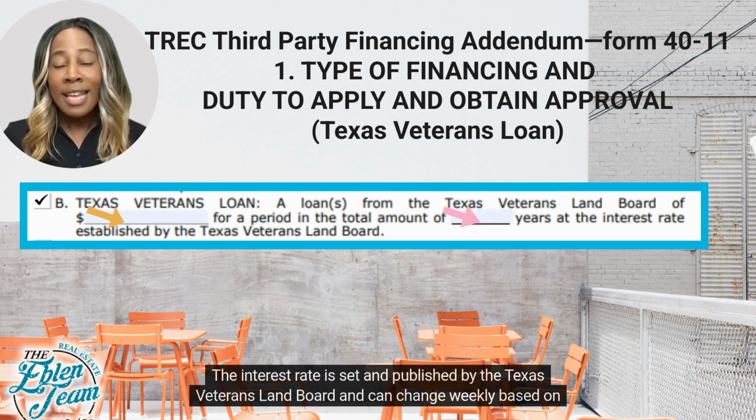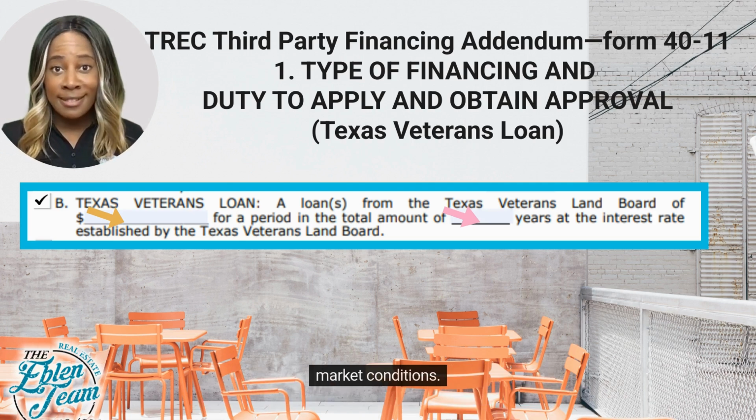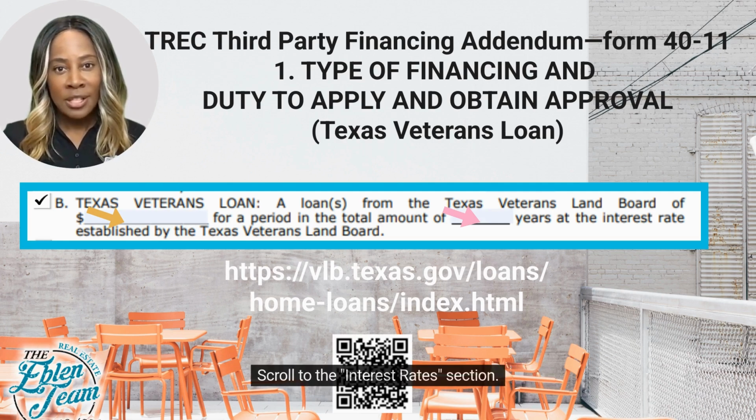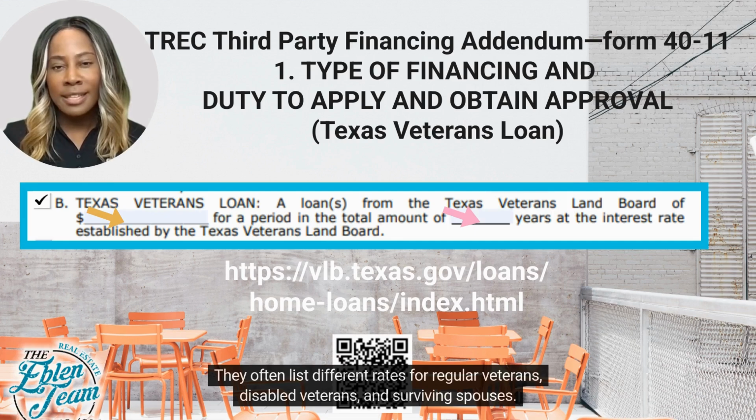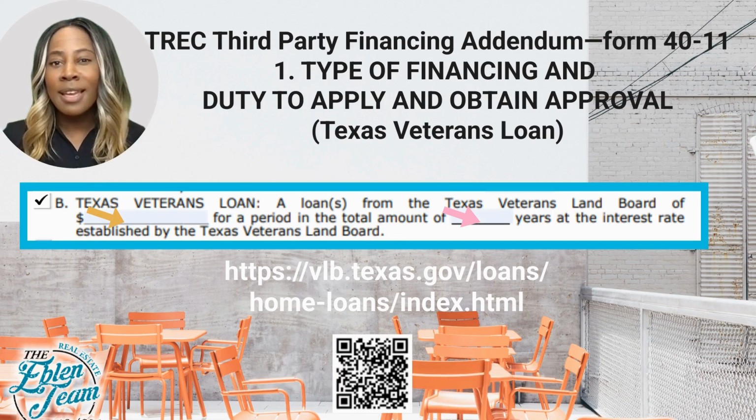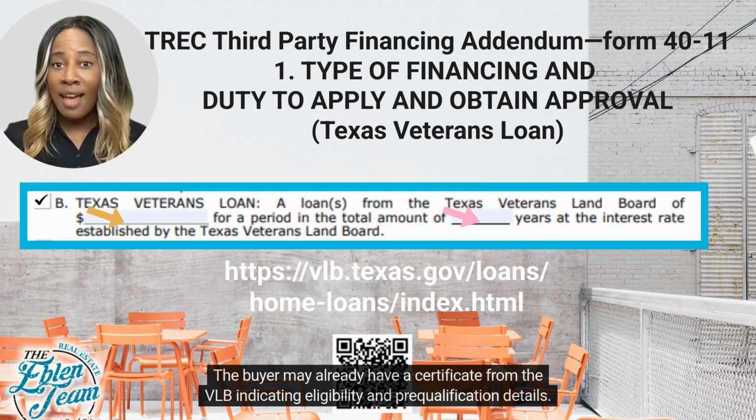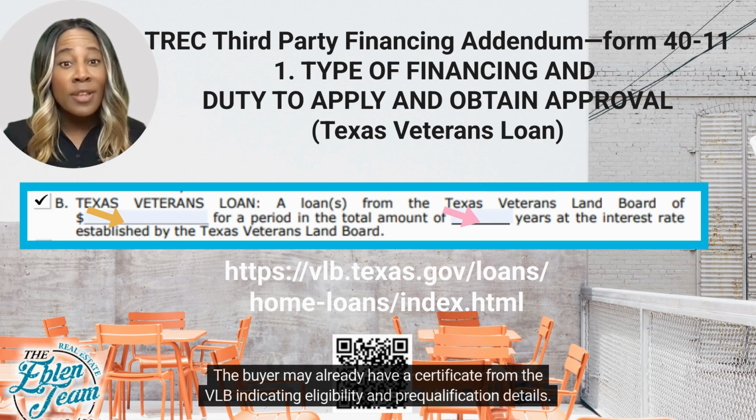The interest rate is set and published by the Texas Veterans Land Board and can change weekly based on market conditions. You can find the current VLB interest rates here. Scroll to the interest rates section. They often list different rates for regular veterans, disabled veterans, and surviving spouses. Don't forget to also check the buyer's certificate of eligibility. The buyer may already have a certificate from the VLB indicating eligibility and prequalification details.